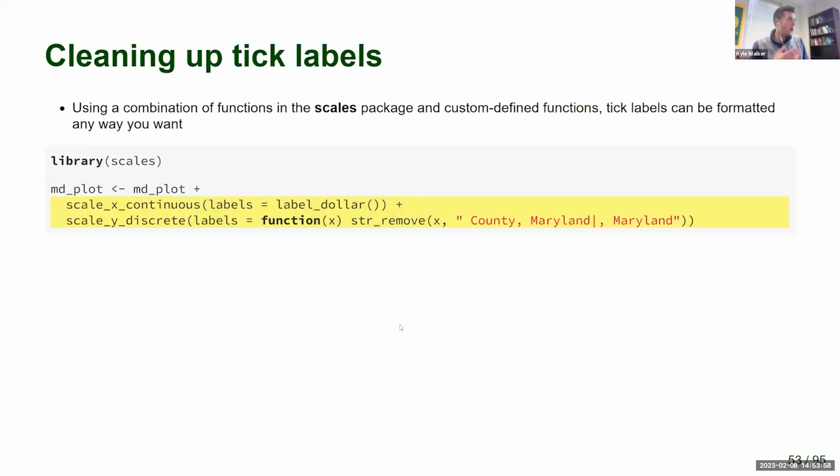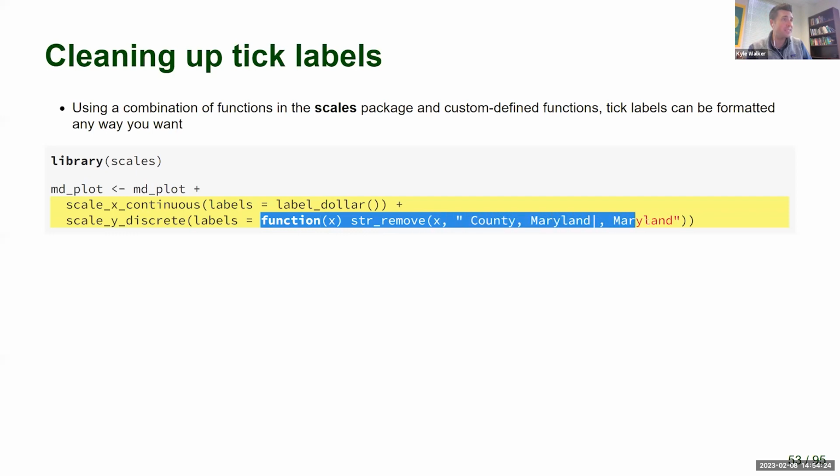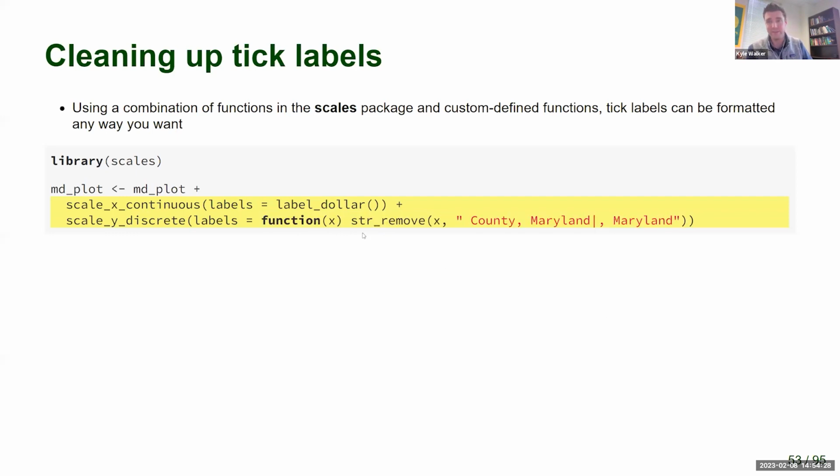In my next step, I want to clean up those tick labels. It wasn't clear what the data values meant, and I had that problem where I had repetitive County, Maryland, County, Maryland, County, Maryland. In the scales package, there are a lot of built-in formatting functions that allow you to format your tick labels pretty much however you want. Or if you're a little bit more advanced, you can specify a custom function. If you're just getting into R, this reads as, for every label, which we'll call x, remove either " County, Maryland" or ", Maryland" because of Baltimore City.